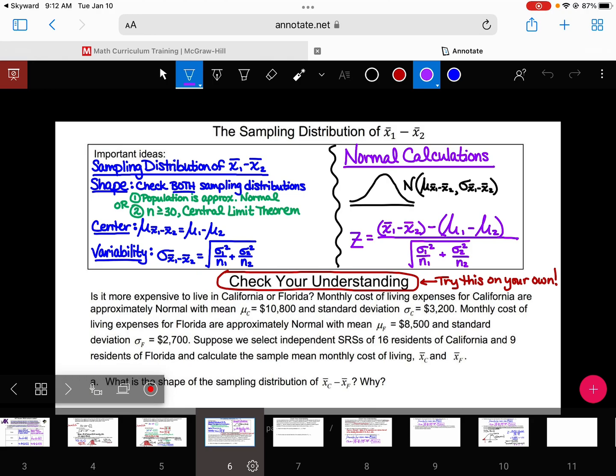So either my population has to be approximately normal, or I have to be taking samples of size 30 or larger so that my central limit theorem applies. That would allow me to say that the shape is approximately normal for that difference.